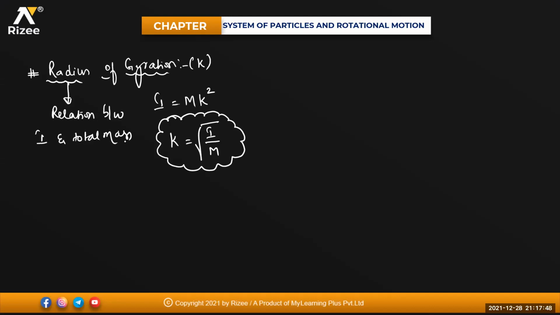The next one: theorems of perpendicular and parallel axis. Very important theorems we have. The first one is known as the perpendicular axis theorem.